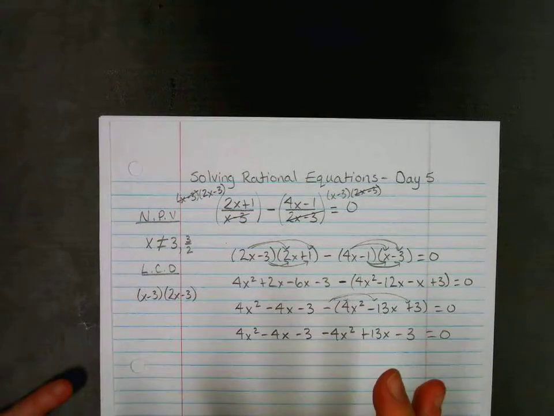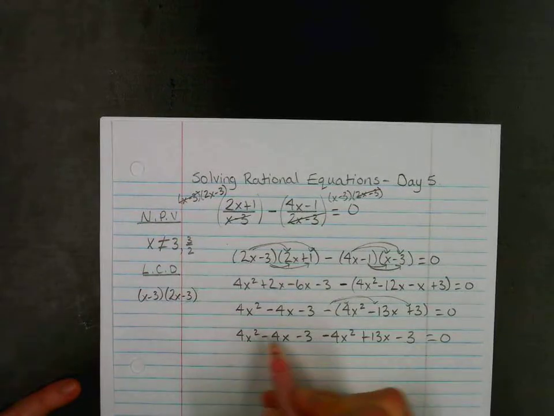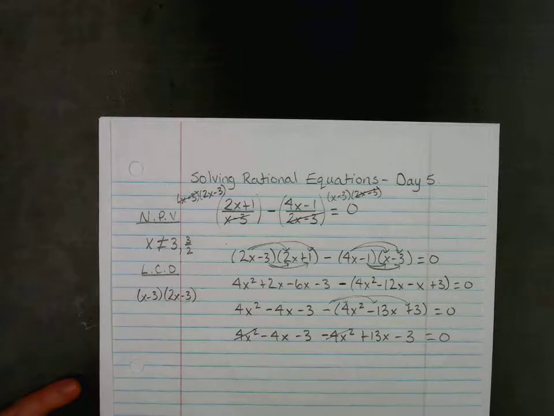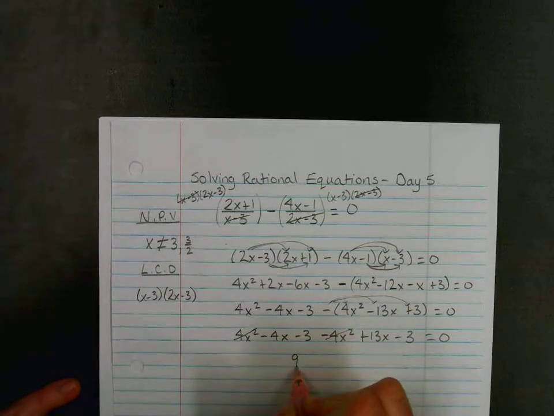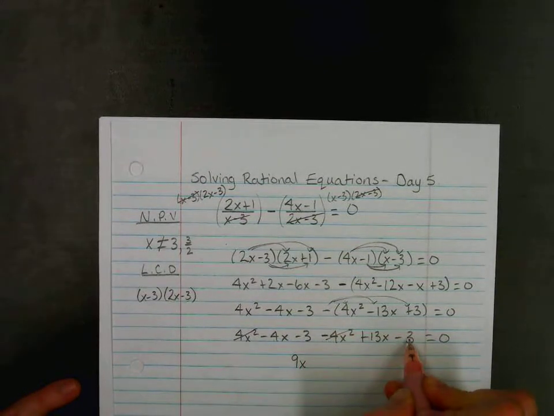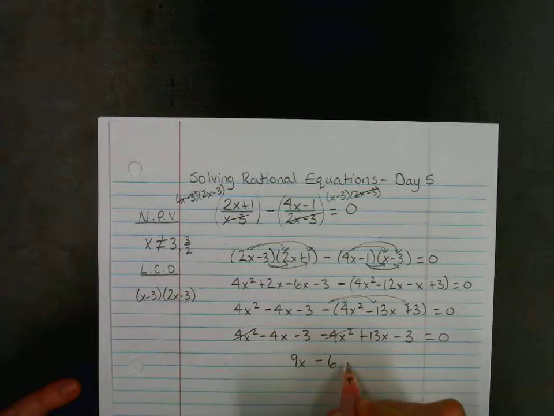So again, we're going to collect our like terms. A 4x squared and a negative 4x squared, well, those are just going to cancel each other out. A negative 4x and a positive 13 would be a 9x. A negative 3 and a negative 3 would be a minus 6.